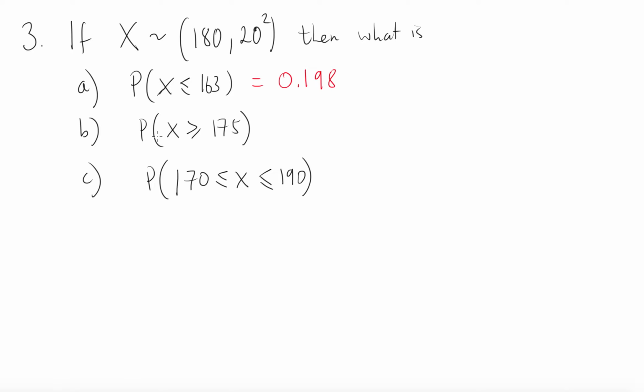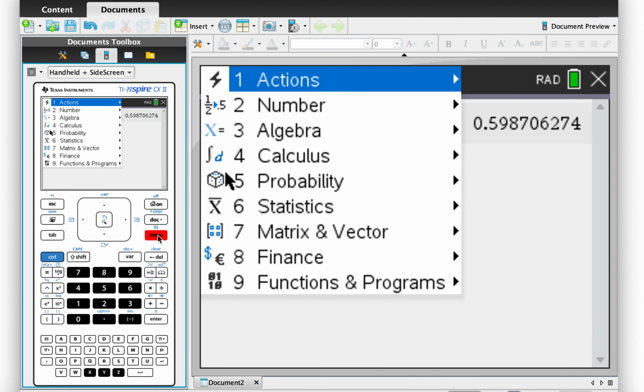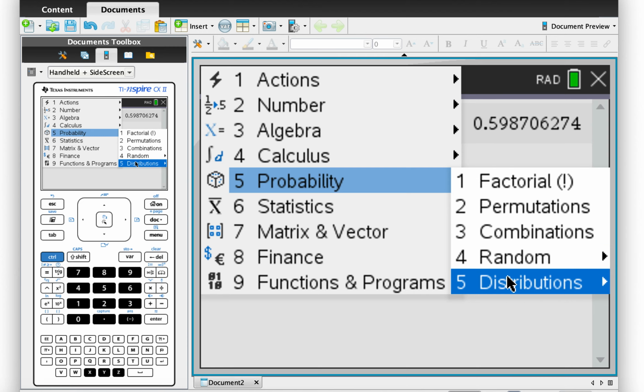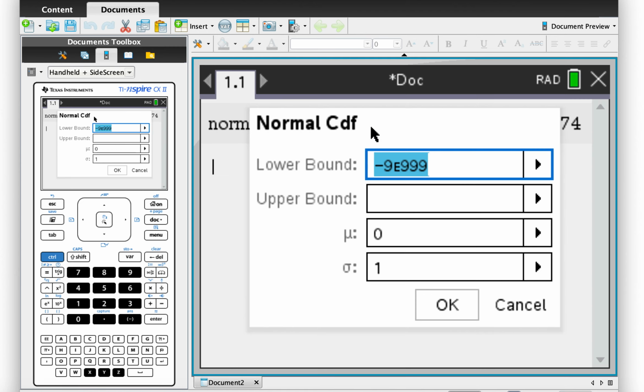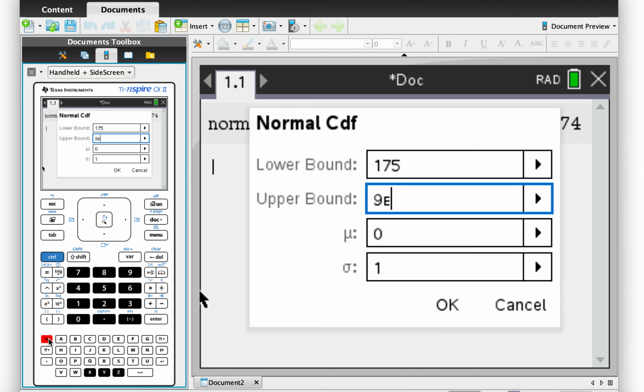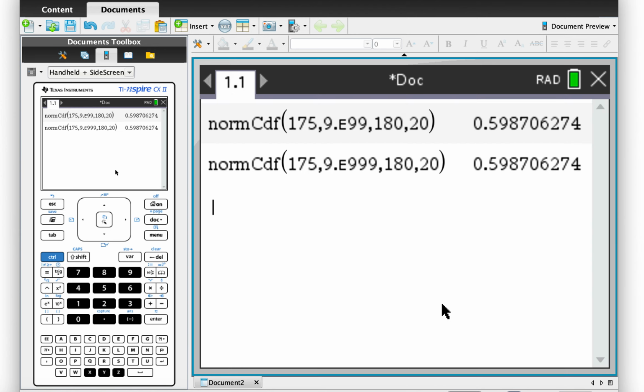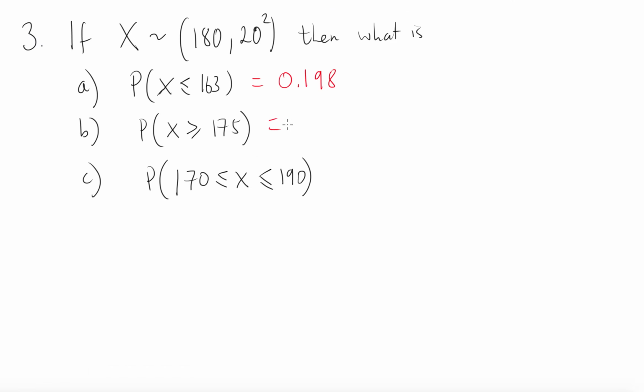Now let's do B. We want to find the probability of x being greater than or equal to 175. We go to Menu, Probability, Distributions, Normal CDF. The lower bound will be 175 this time. The upper bound, we want to have as large a value as possible. To do that, we press 9 EE and then 999. The mean will be 180 and the standard deviation 20 again, and then click OK. We get out a probability of 0.599 to 3 sig figs.